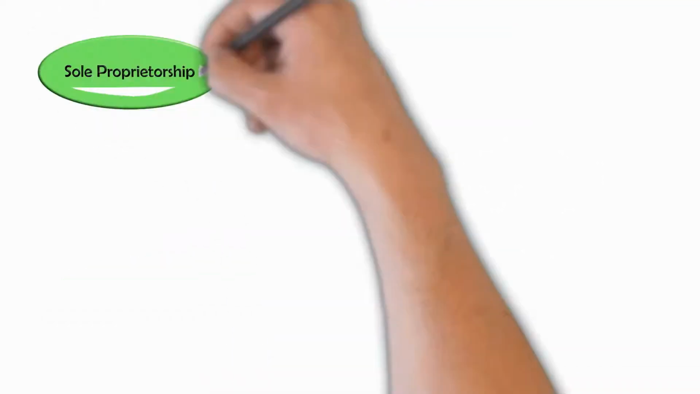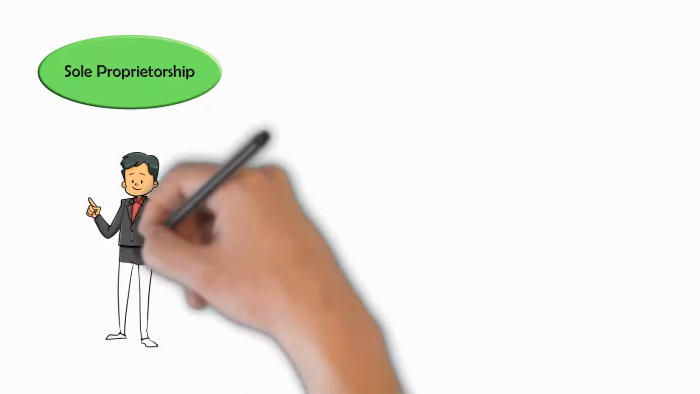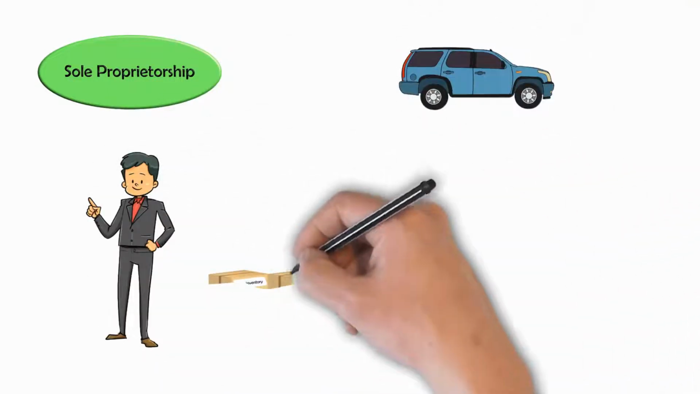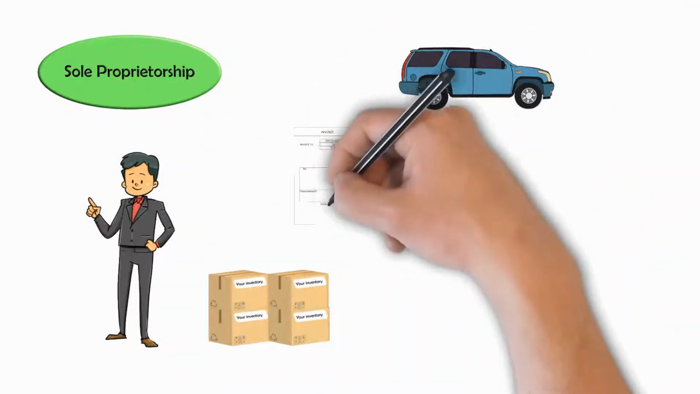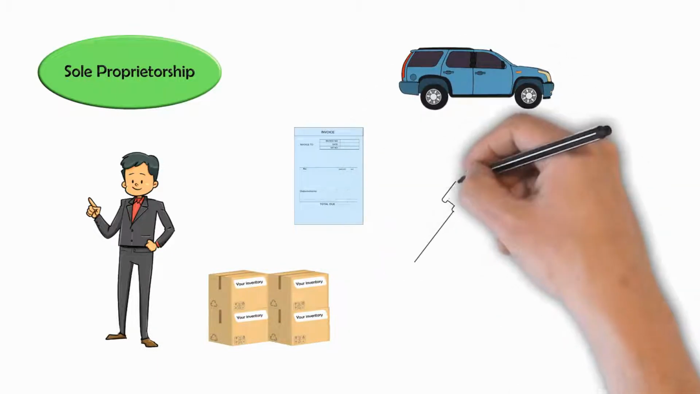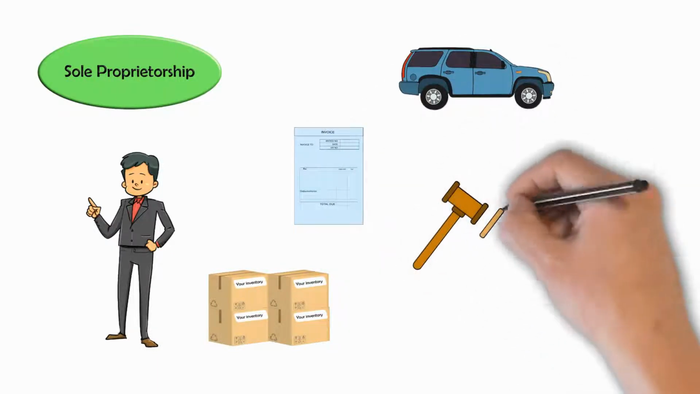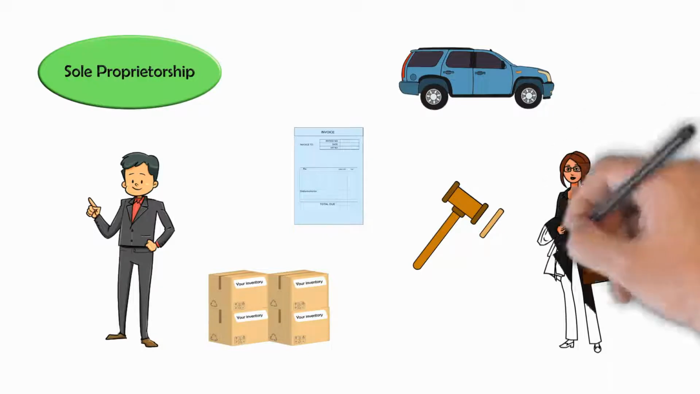A sole proprietorship is essentially you. You are the sole proprietor. There is no separate legal entity. You and the company are the same. You own all the assets, you own all the liabilities. So if someone sues you, the company, they sue you.